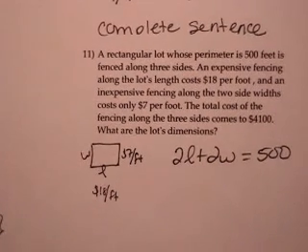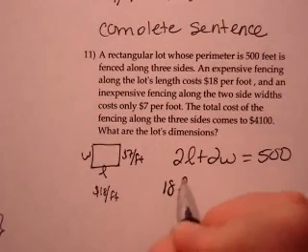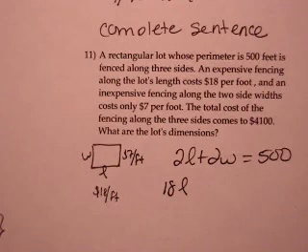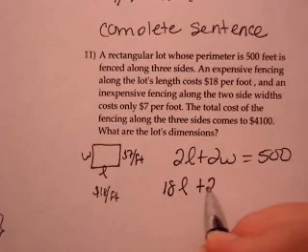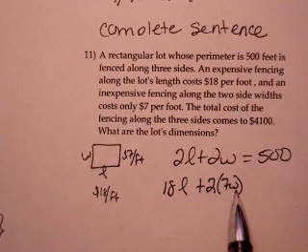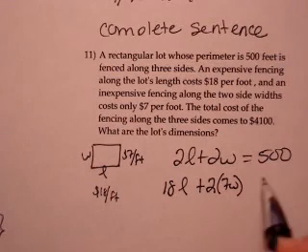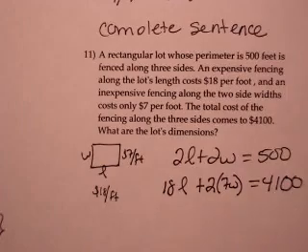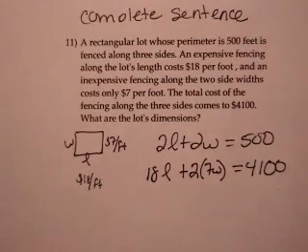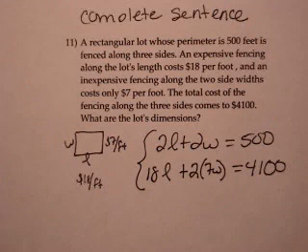Okay, I can now write another equation that has to do with the cost of the fencing. I know that 18 times L will tell me how much I spent for the expensive fence, plus 2 times 7 times W, see, because W is what the width is, 7 is how much it costs per foot, and I have got 2 of those sides, will equal $4,100. And now the question is, what are the lot's dimensions? That means what are the length and width? So now once again, there's your system, and it is your job to solve it and state your answer in a complete sentence.